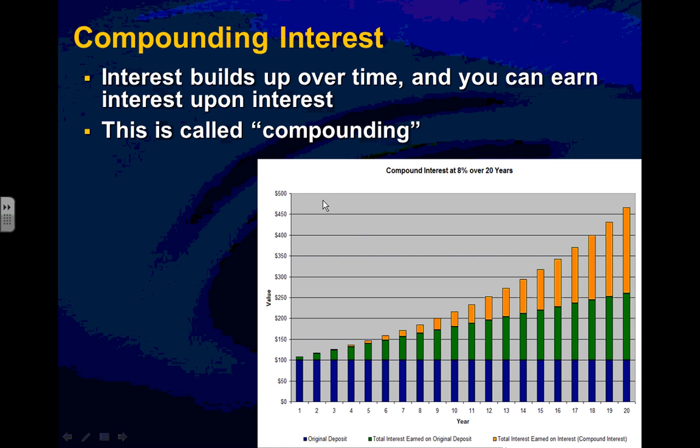And here's the beauty of it. The interest you earn from the bank, that's really their money that's now yours. That interest can earn interest. Okay, so you can earn interest upon interest. And over the years, that interest will grow following this yellow set of bars here. And this is called compounding. So one of the most important things we could teach you here is the power of compounding.